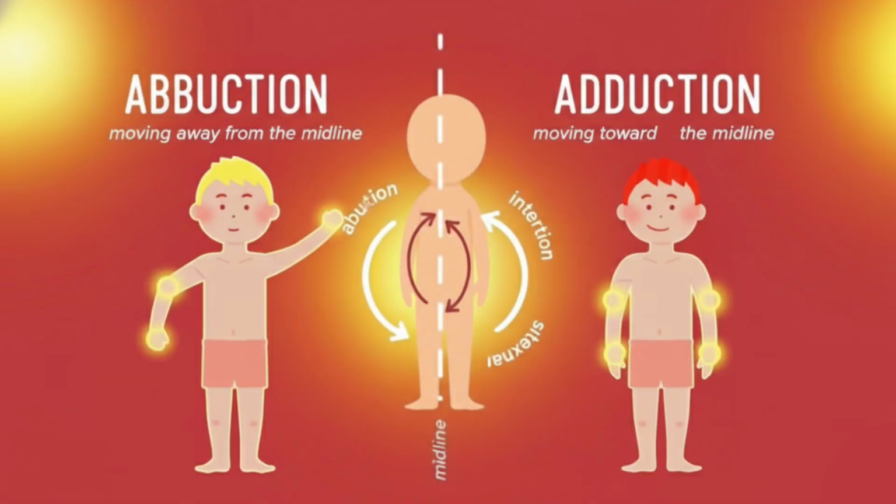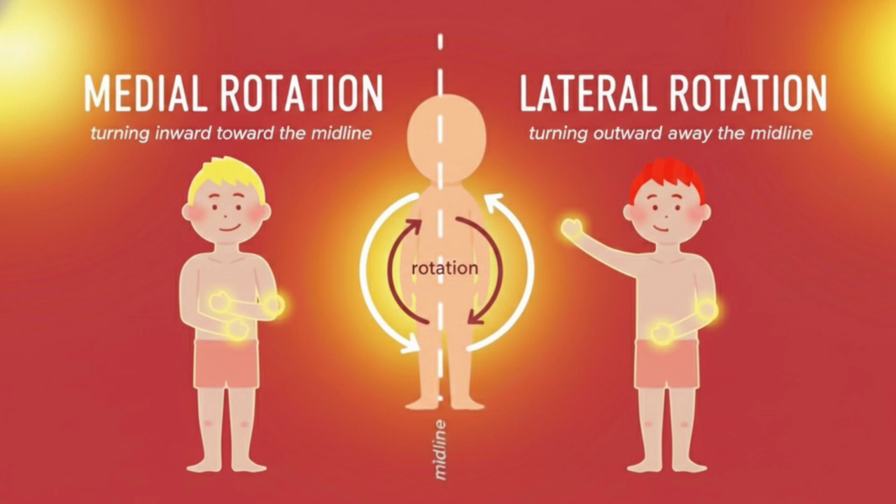Next, we have abduction and adduction. Abduction means moving away from the middle line, while adduction means moving toward the middle line. Now, let's move to rotation. Rotation happens when a body part turns around its own axis. Medial rotation means turning toward the middle line, and lateral rotation means turning away from it.